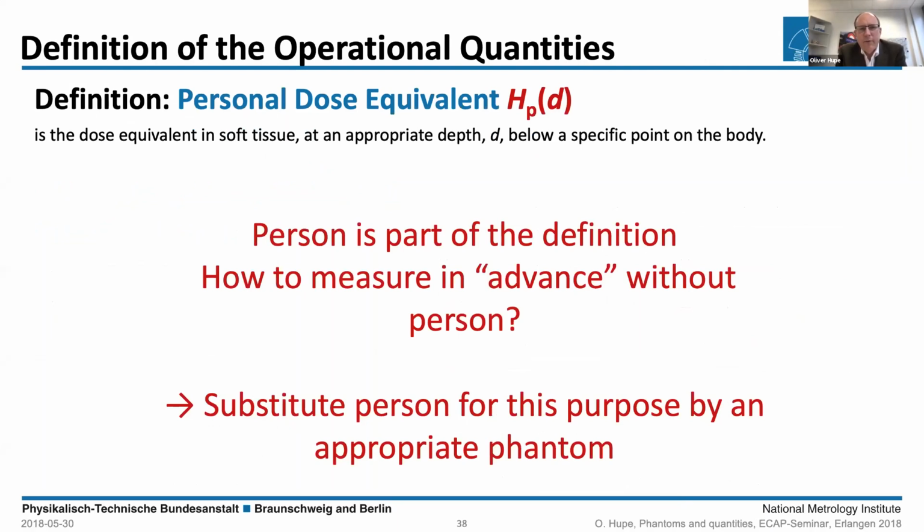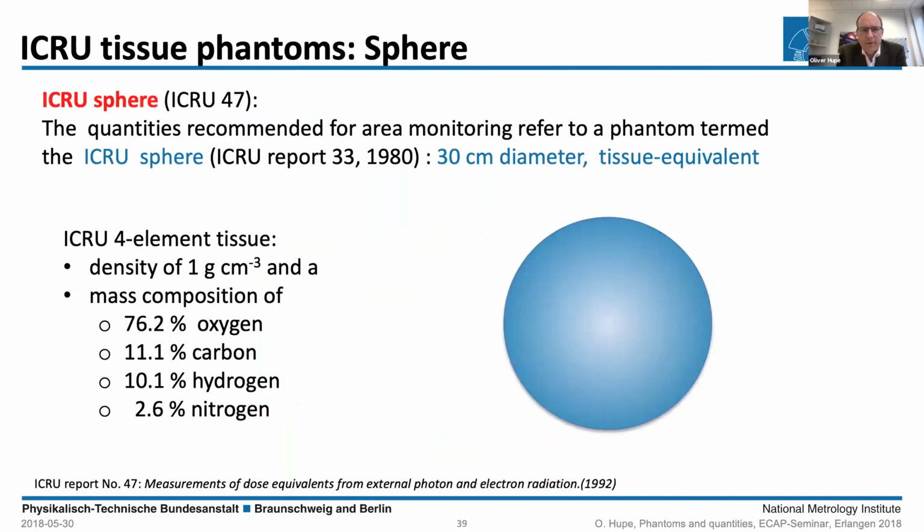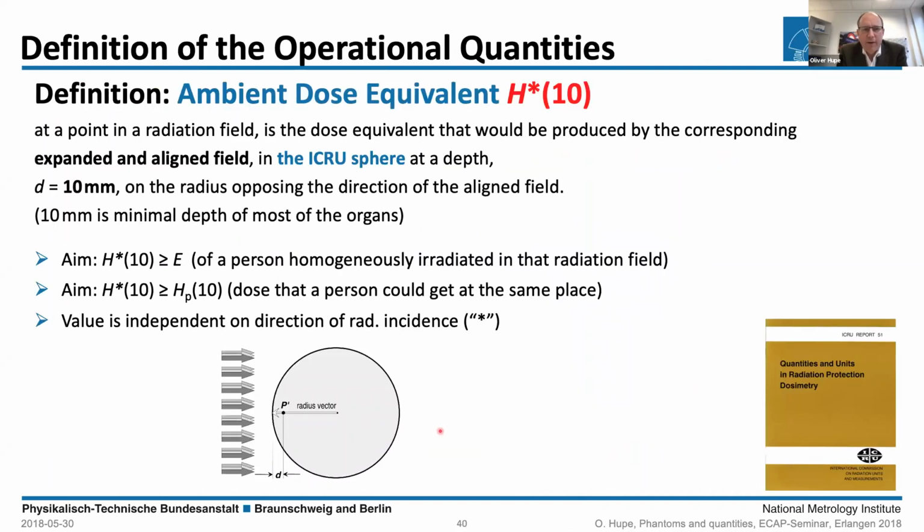Let's come to the photons. So our measurement quantity is defined in that way that it is in the person. So we have to substitute for measurement the person by any kind of phantom, and ICRU has done this by using this ICRU sphere. This ICRU sphere is then directly used to calculate the ambient dose equivalent H*(10).